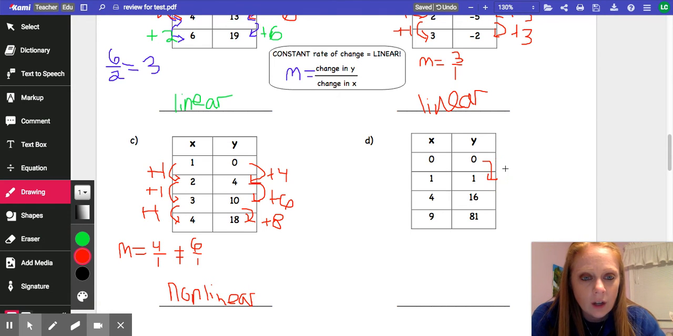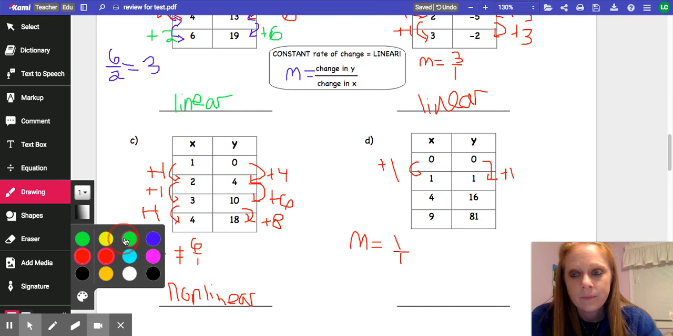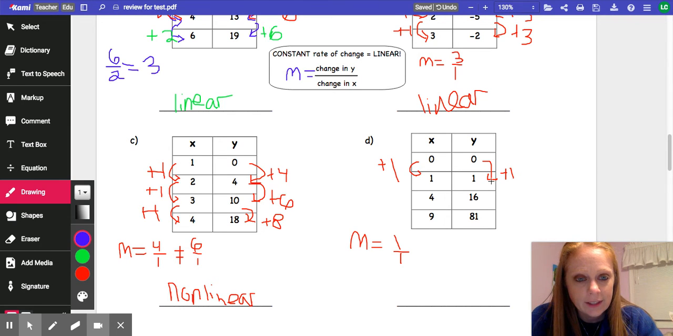And then for D, our y's are going up by 1. Our x's are going up by 1. So my slope is 1 over 1. Let's see if the slope is 1 over 1 for the second set of 2 points. Oh boy, well now we're going up by 15.